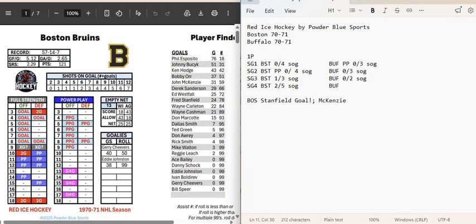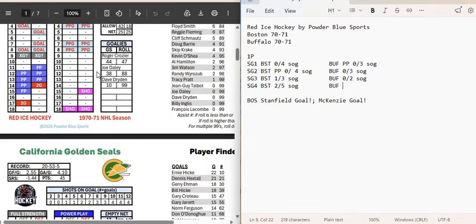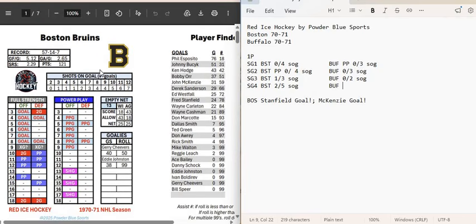McKenzie with a goal. Holy cow, it is 2, and there we go. So we have our extra goal. And here we go. Because Buffalo, again, Boston was damn good, 57. And Buffalo, I just happened to choose these two because they were beside each other, make it easier for me to do this on the computer. Obviously, not a very good team.